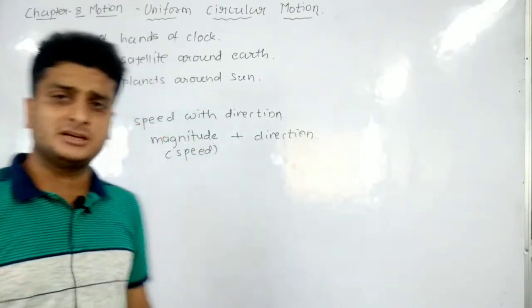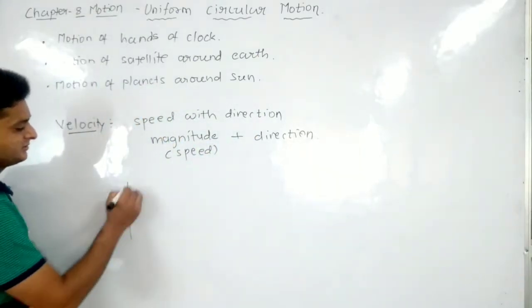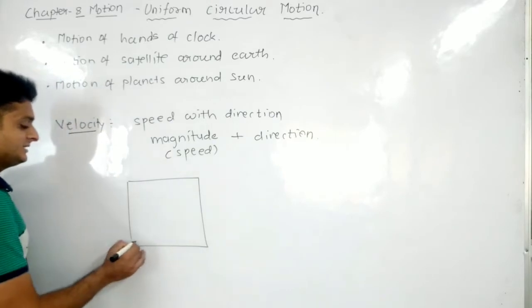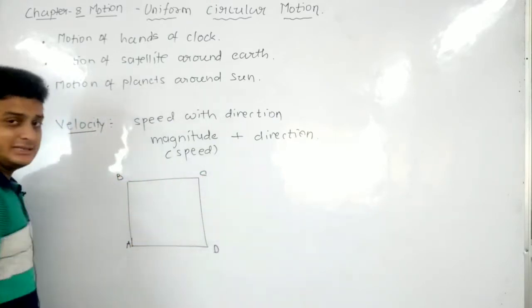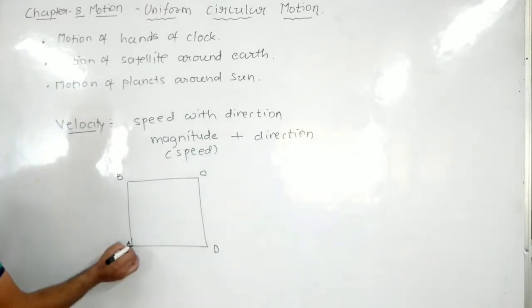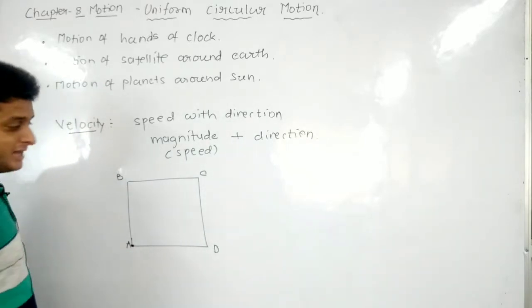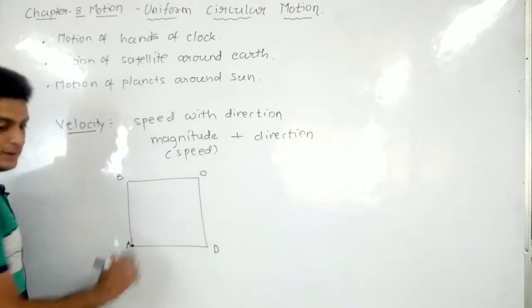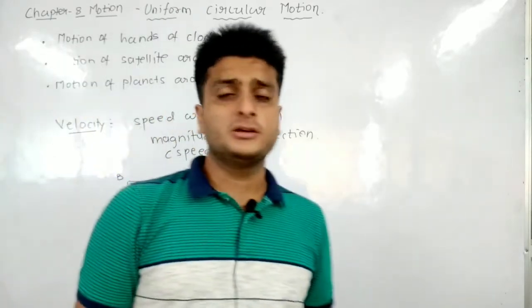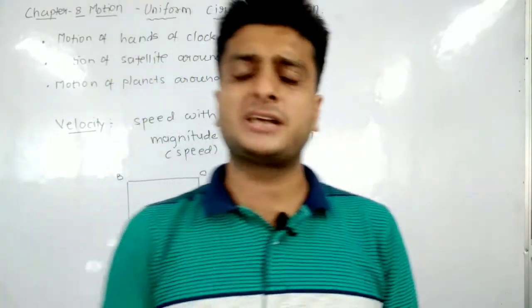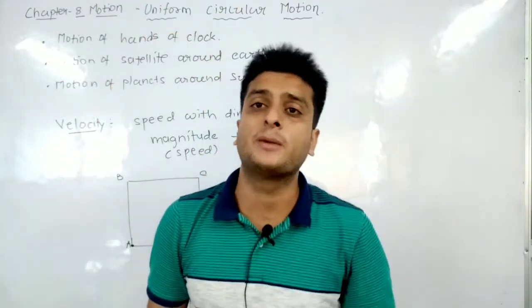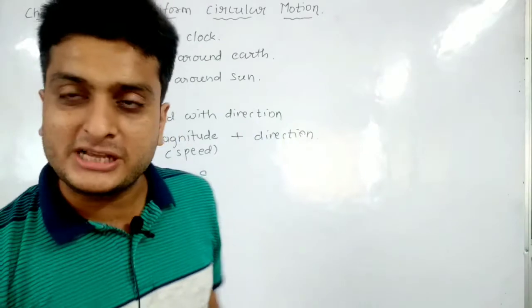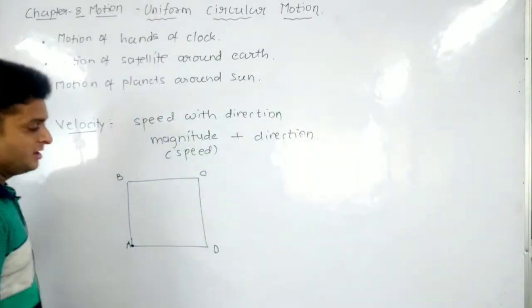Now let us consider a square path. Let's say there is a square path A, B, C, D. Okay, and there is some object starting from the point A. Okay, and he wants to travel along this square path. And throughout the motion, the magnitude is not changing. Let us consider his magnitude is 30 meter per second or 30 kilometer per hour. Magnitude is not changing at all. But what is happening here?